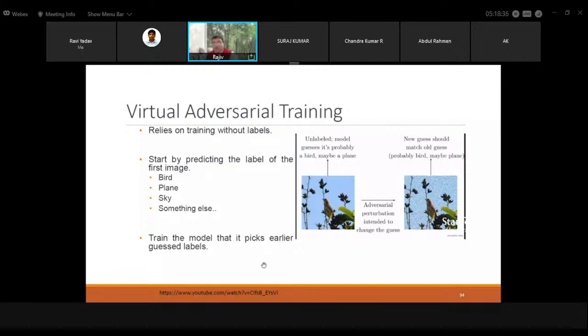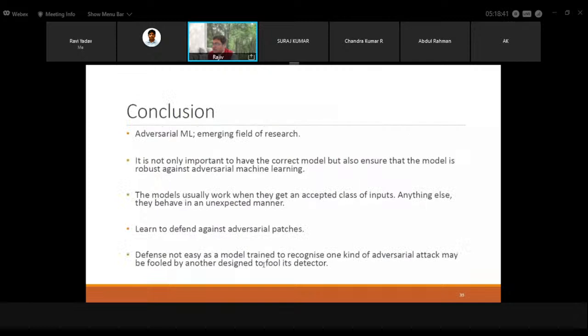So in conclusion, adversarial machine learning is a new and emerging field of research. There are lots of examples where machine learning is being used in cybersecurity for attacks as well as defenses. So the bottom line is that it is not only important to have the correct model, but also to ensure that the model is robust against adversarial machine learning.